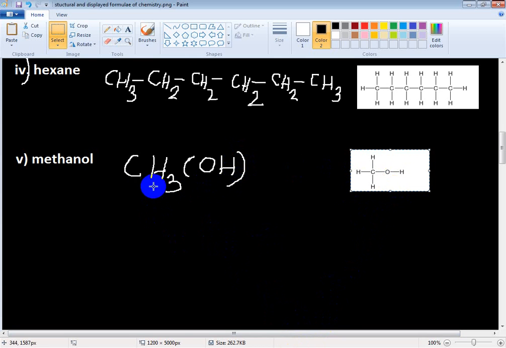So all bonds are shown. This is the carbon hydrogen bond. Here are 3 carbon hydrogen bonds, and this carbon has another bond with the functional group OH. This OH.